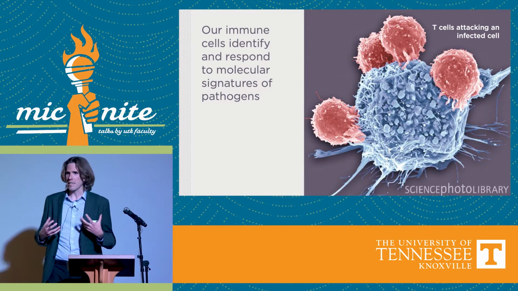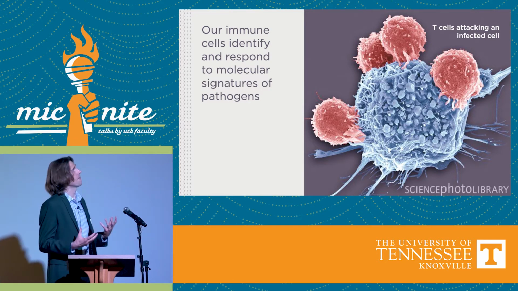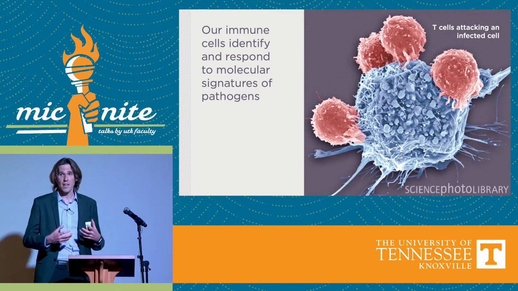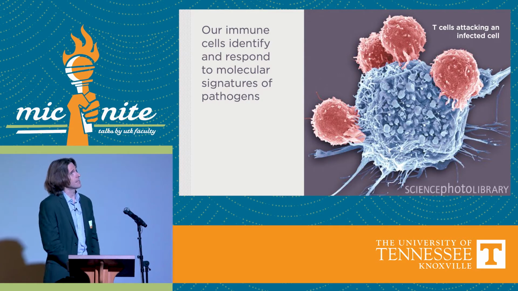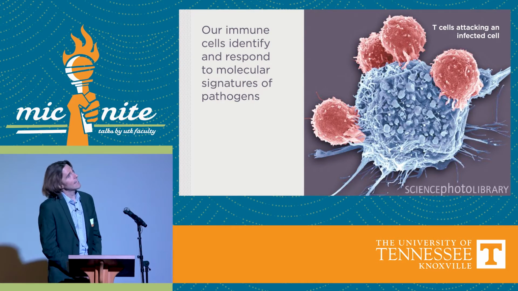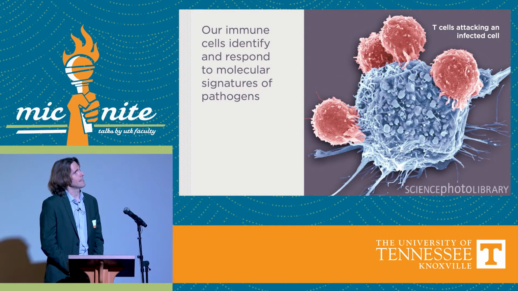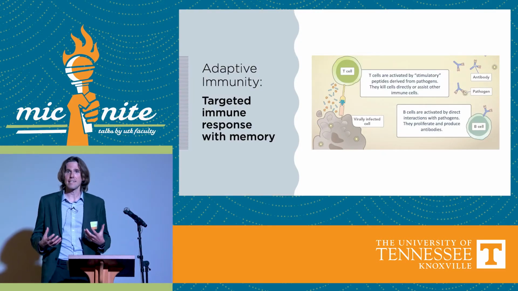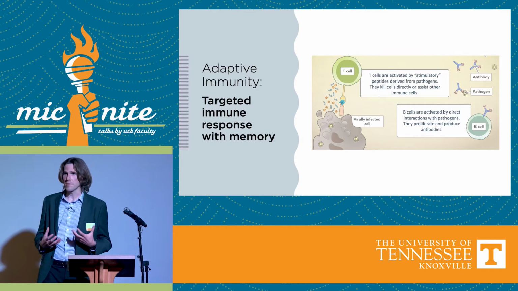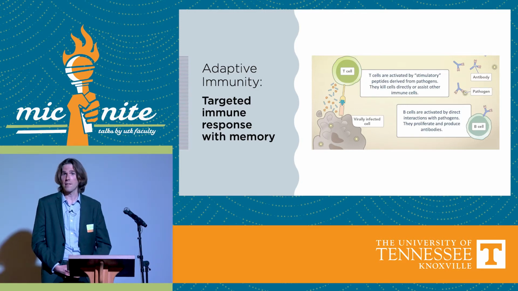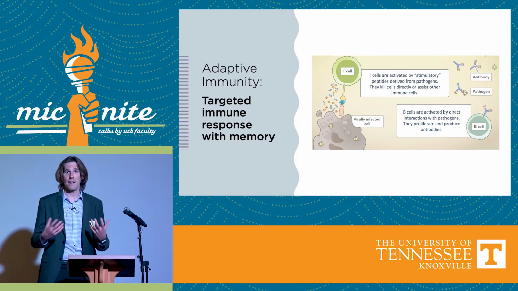So we have this intricate, amazing immune system that allows us to fight off infections by means of cellular players. These cells identify and respond to molecular signatures of pathogens, like the 4 T cells colored in red, attacking the infected cell in the image on the right. So we have adaptive immunity. This is our ability to have targeted immune response against specific pathogens, along with memory. This is how vaccines work.